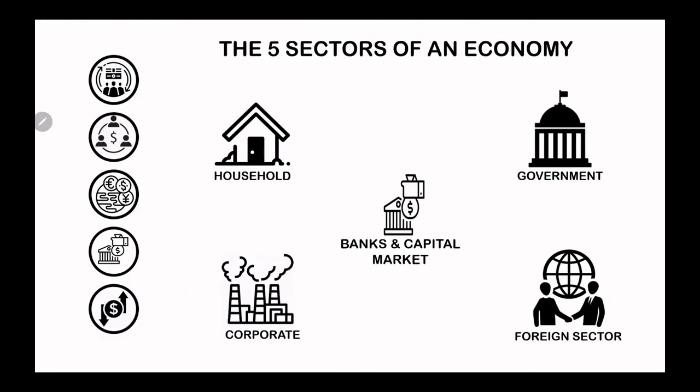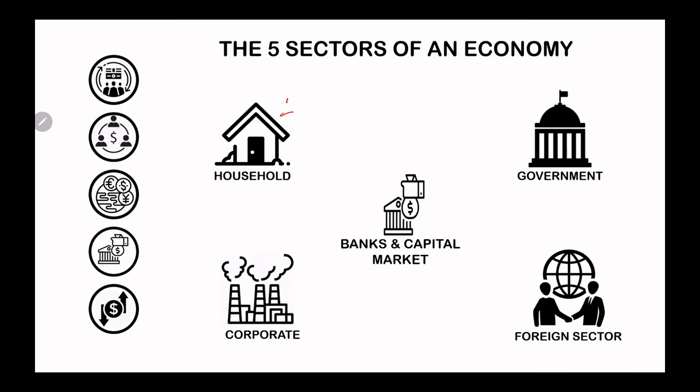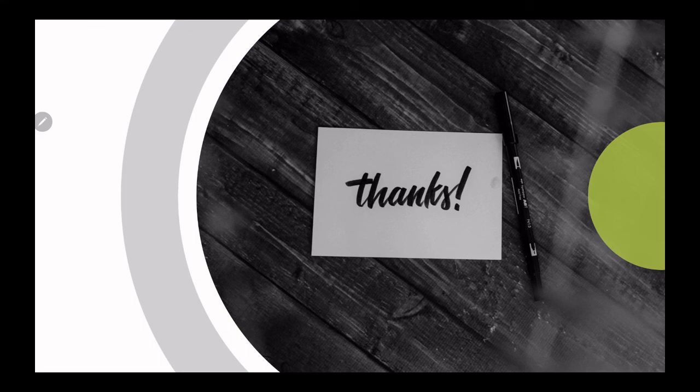All right. So here we have all the five sectors on one screen. Number one is household. Number two is corporate. Number three is government. Number four is foreign sector, and number five is banks and capital markets. All right. So these are the five sectors of an economy. So this is all about the circular flow of income and expenditure.